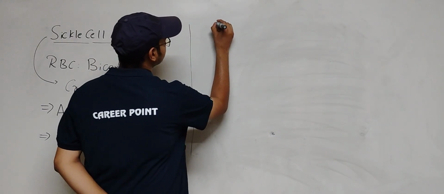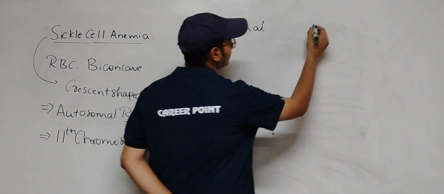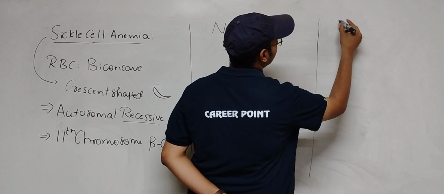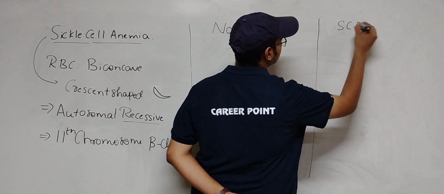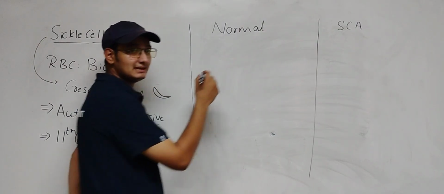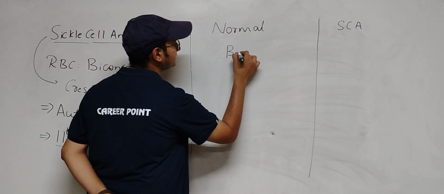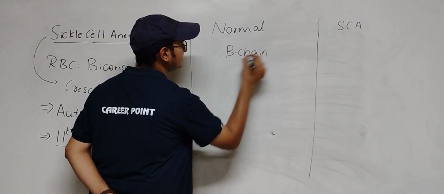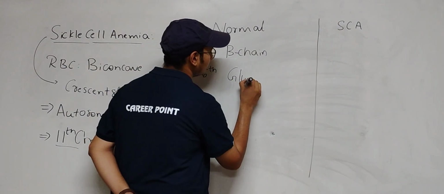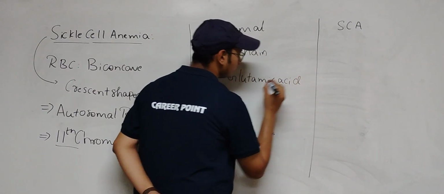In normal condition and diseased condition. Sickle cell anemia. So here we are talking about the 11th chromosome, beta chain. In the 6th position, it has glutamic acid.